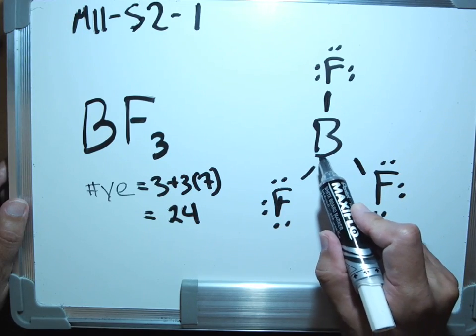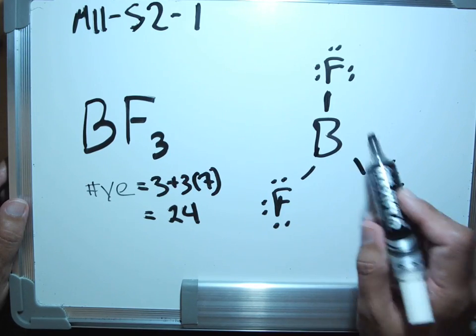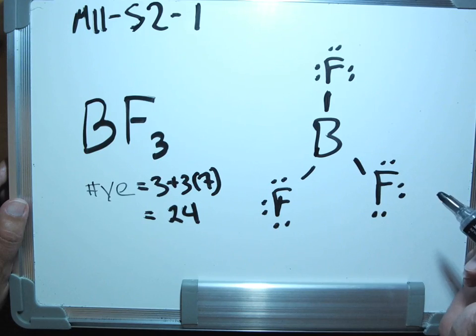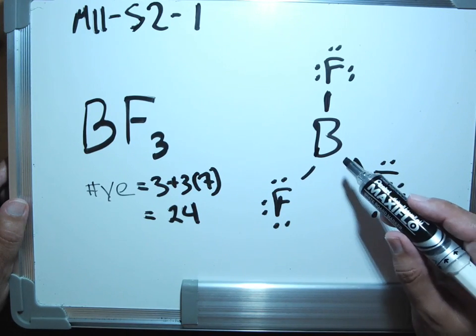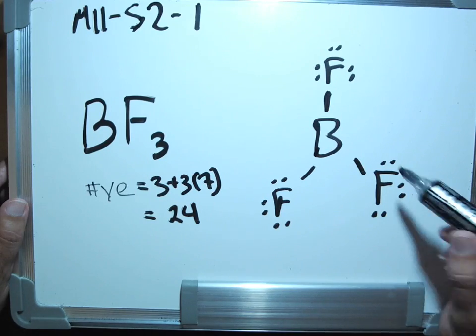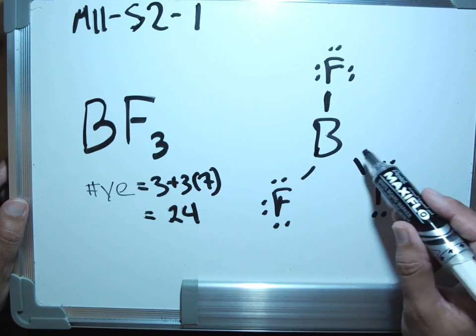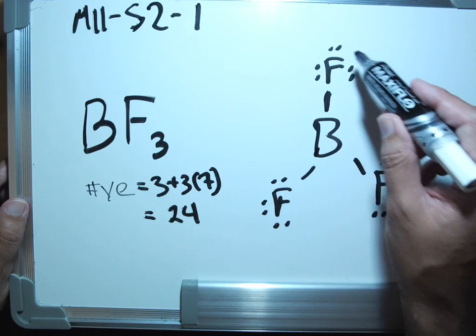But recall that boron was one of the exceptions to the octet rule. This is still a favorable configuration of atoms and electrons. Boron does not need an octet, so it is okay with the 6. Each of the fluorines has their complement of 8.